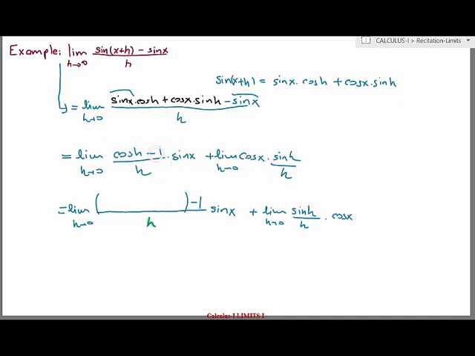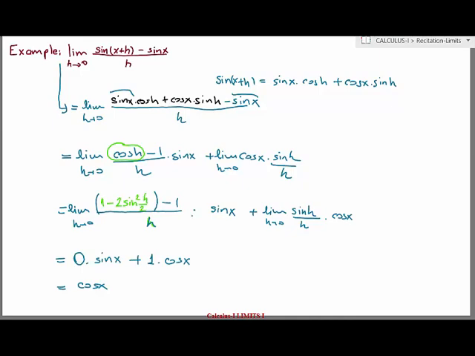We have a problem. When h tends to 0, cosine 0 is 1, 1 minus 1 is 0. We have 0 over 0 indeterminate form. Let's use a trigonometric identity to redefine cosine h. Instead of cosine h, we have 1 minus 2 times sine square h over 2 minus 1. So let's substitute the final expression we have.